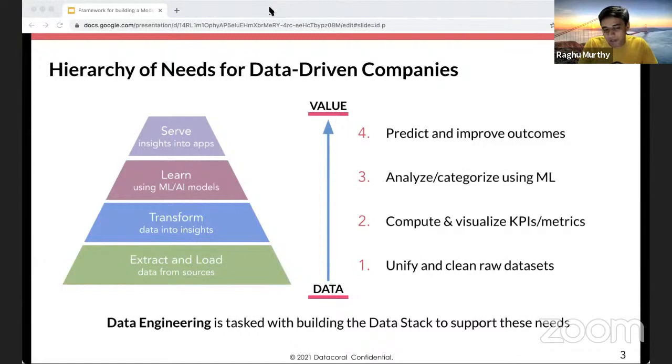So it's essentially a hierarchy of needs, because you can't really just go to the top here on trying to predict and improve outcomes before you have the bottom layers figured out. And it's a pyramid because it turns out a lot of the engineering work that needs to be done to take the data through its phases is actually building out this data stack, as it's called. And a lot of the engineering actually happens in the underlying and the lower levels of this pyramid. And in our mind, it's the data engineering teams within these companies that are tasked with building the data stack to support the business needs of the company. Right?